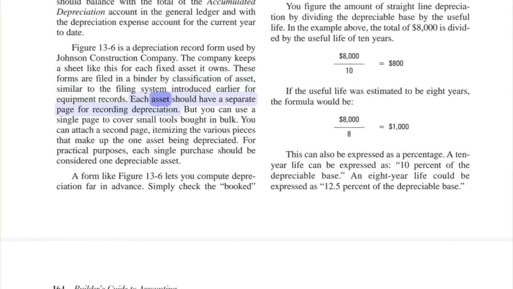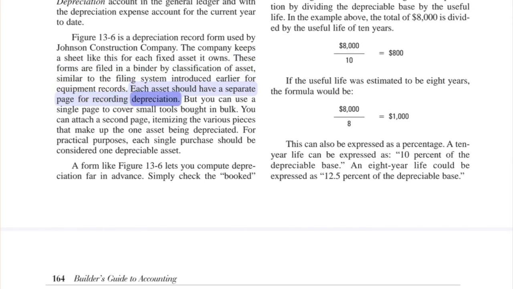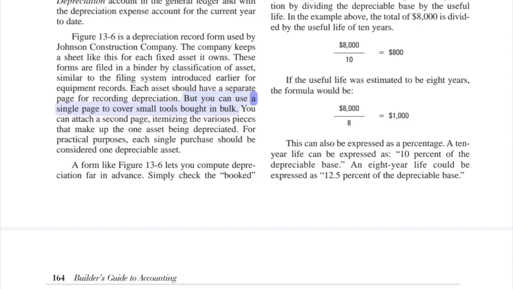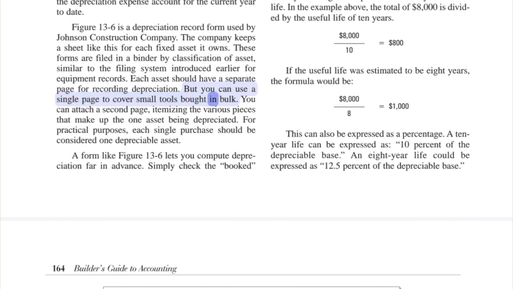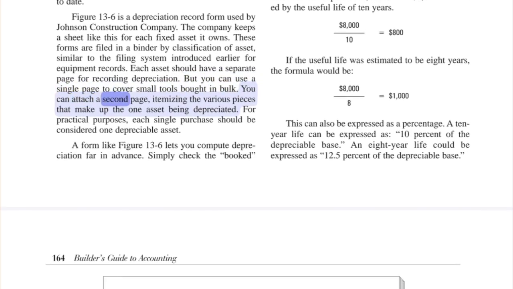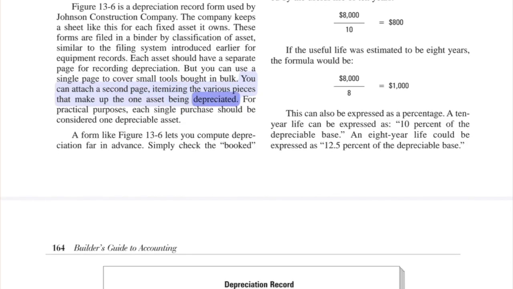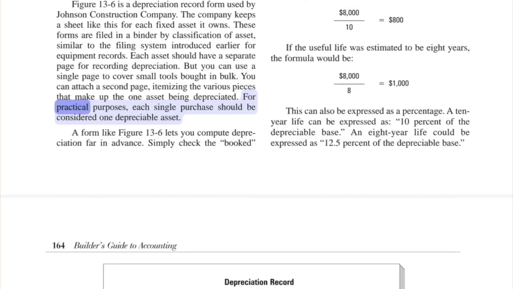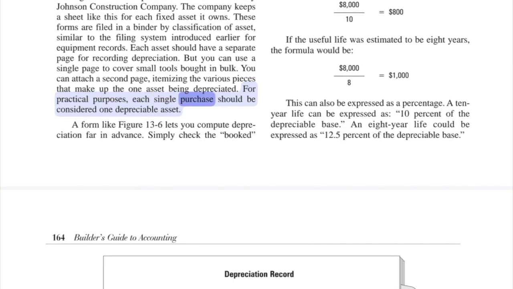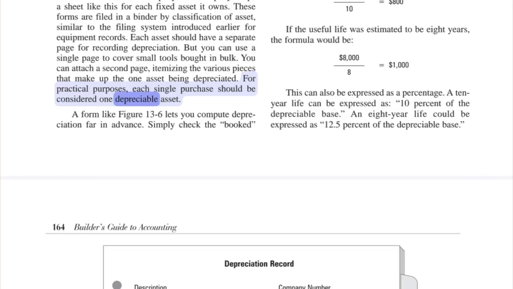Each asset should have a separate page for recording depreciation, but you can use a single page to cover small tools bought in bulk. You can attach a second page, itemizing the various pieces that make up the one asset being depreciated. For practical purposes, each single purchase should be considered one depreciable asset.